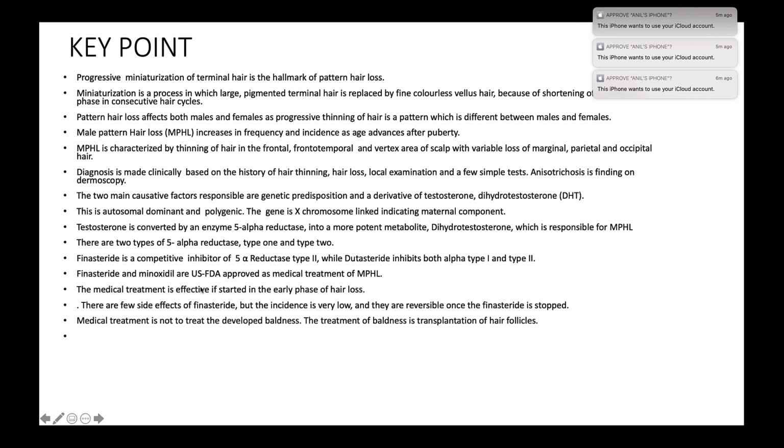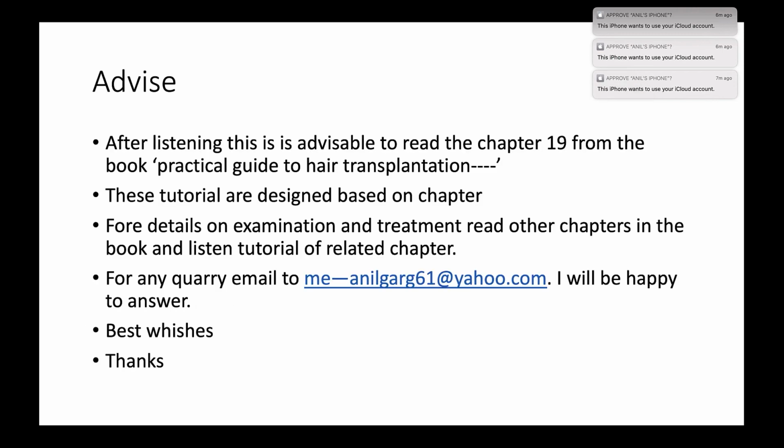Finasteride and minoxidil are US FDA approved treatments for male pattern hair loss. Medical treatment is effective if started in the early phase of hair loss. There are a few side effects of finasteride, but the incidence is very low and they are reversible once you stop the finasteride. Medical treatment is not to treat developed baldness. The treatment of baldness is the hair transplant of hair follicles.